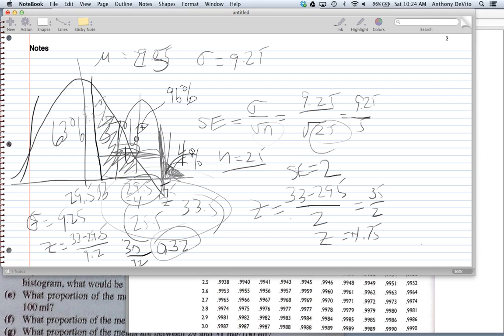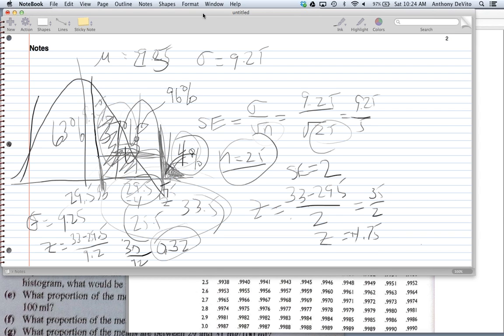So the odds of picking an individual from this population and finding that they have an albumin level above 33 is 37%. The probability of taking a sample of size 25 and finding that the average of that sample is above 33 is only 4%, much less likely because the distribution is not as wide. Okay, so that's basically what we're looking at there.